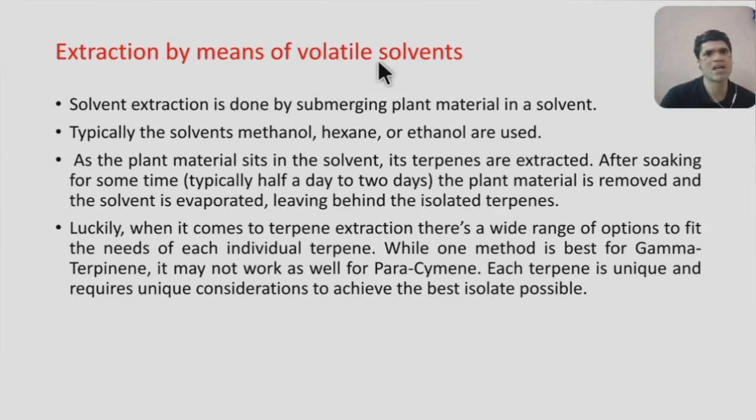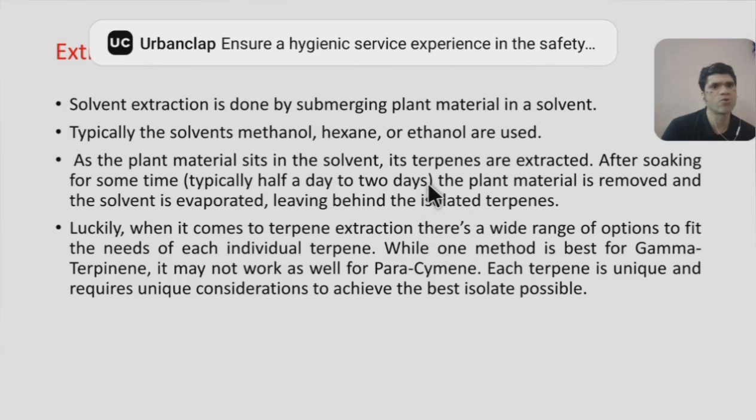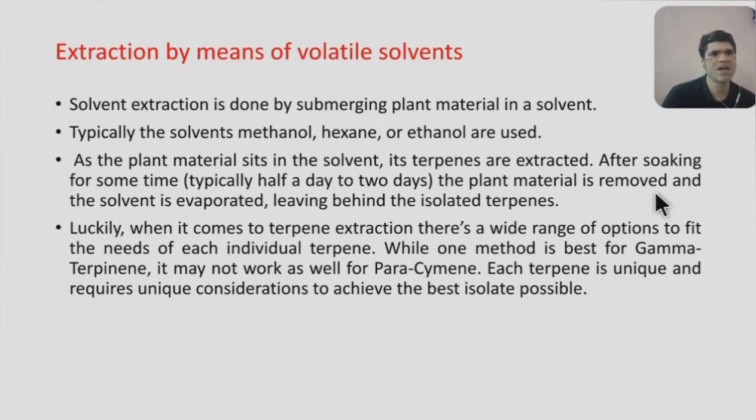Extraction by means of volatile solvent. Solvent extraction is done by submerging plant material in solvent. Usually the solvents used are methanol, hexane, ethanol. So here plant material is submerged in solvents like methanol, ethanol, hexane, and the terpenes are extracted into the solvent after soaking for some time, maybe 1 day or 2 days. Then the plant material is removed and the solvent is evaporated, leaving behind terpenes. So this is by using volatile solvents.